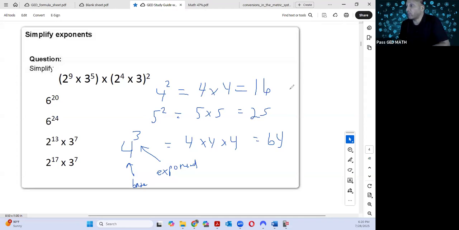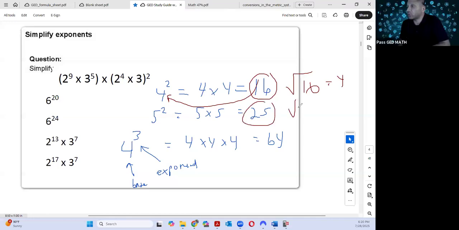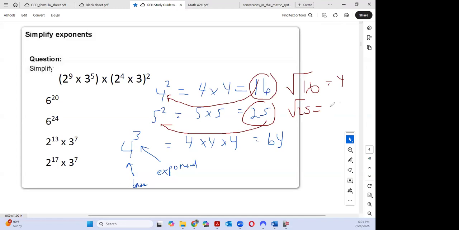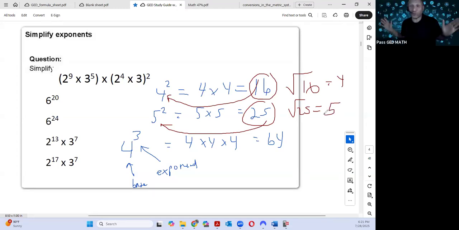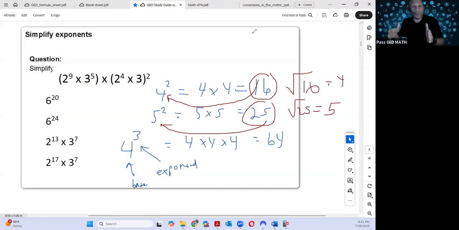The square root of 16 is what? 4. So the square root of 25 is what? 5. So if you know your squares, you know your square roots, your perfect squares and your perfect square roots. Remember, I told you math is about patterns. We want to understand these patterns.